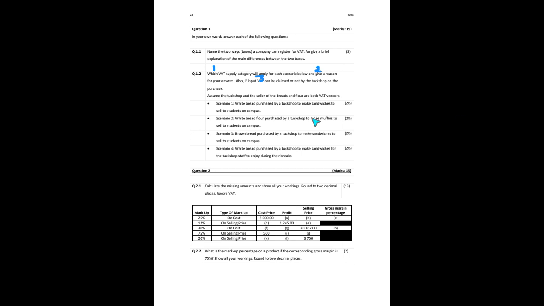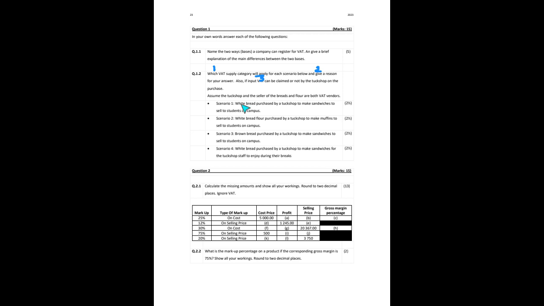In the second scenario, they used the white bread flour also to make muffins to resell. In the third one, we've got brown bread also to make sandwiches to resell. And then in the fourth instance, it's white bread, but in this case, they were making the sandwiches for consumption by their own staff.